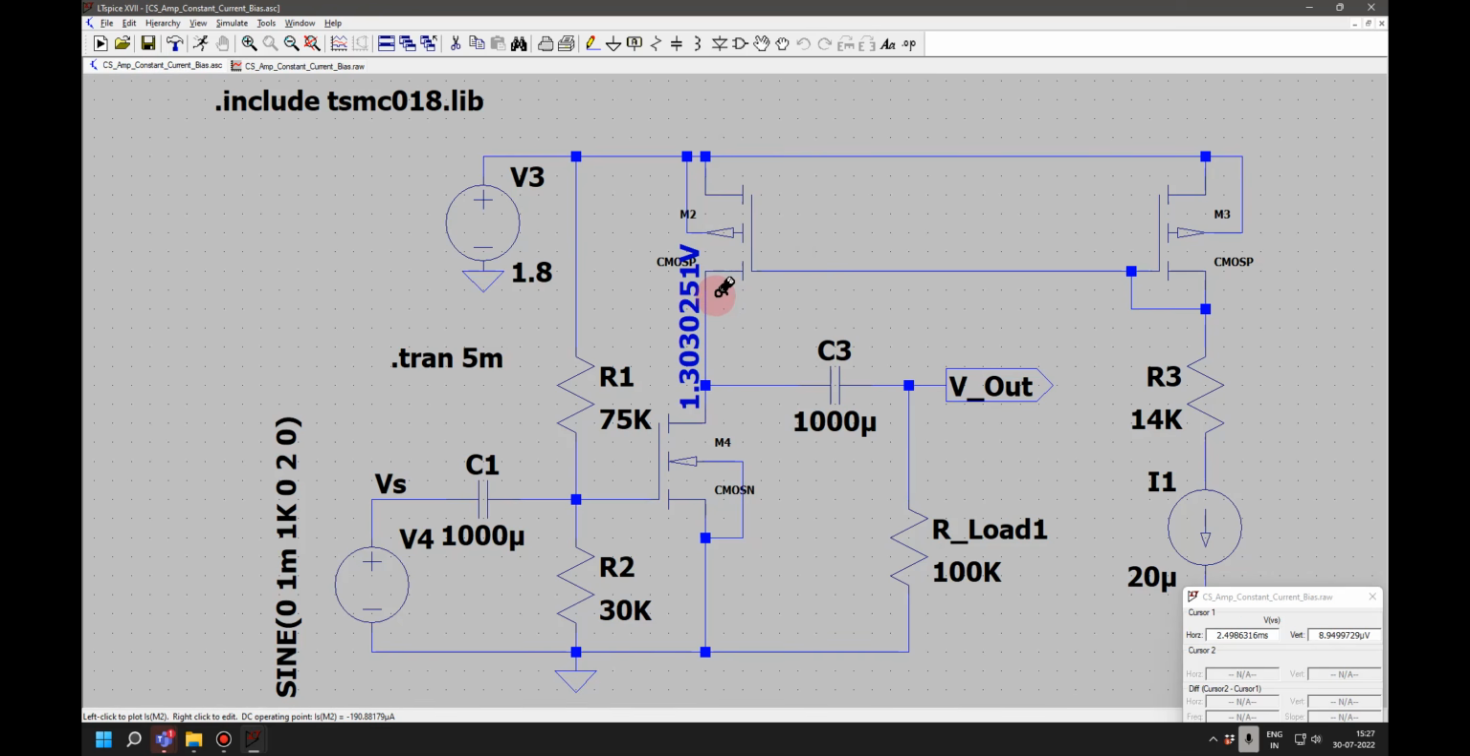No, but sir, the source is connected to V3, right? And the gate is also. To calculate the voltage on the drain, we will have to look at the resistance that we can see in M2 through the drain, right? No, not exactly that way.